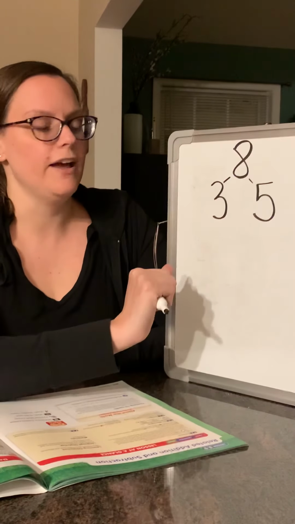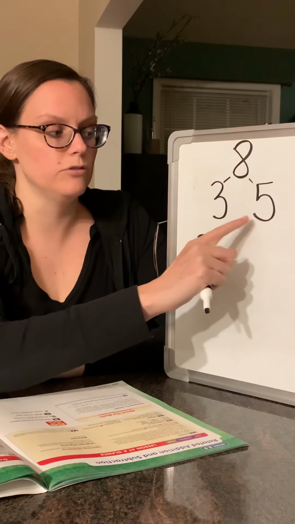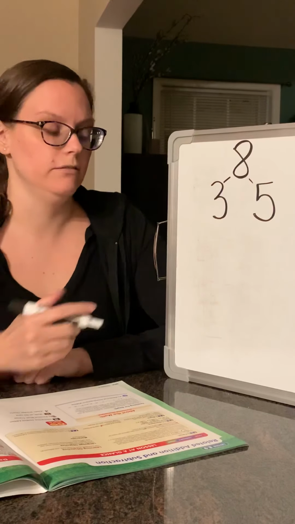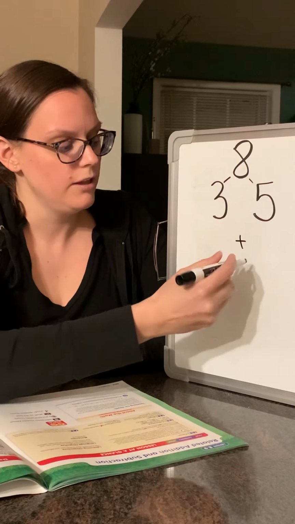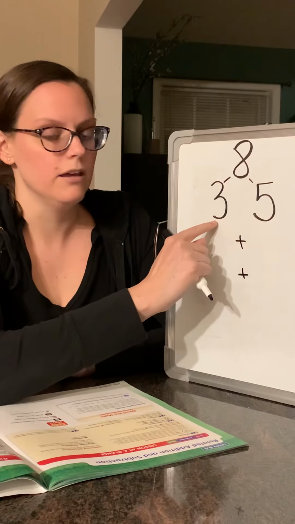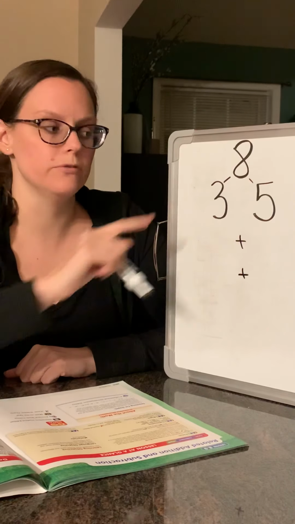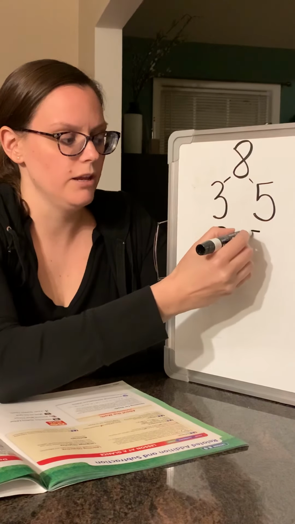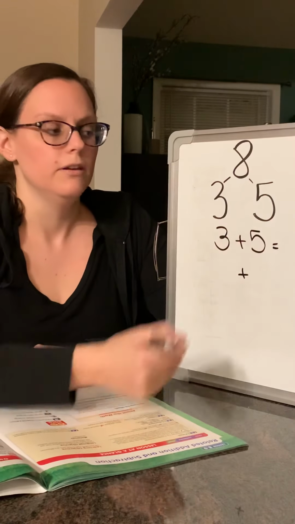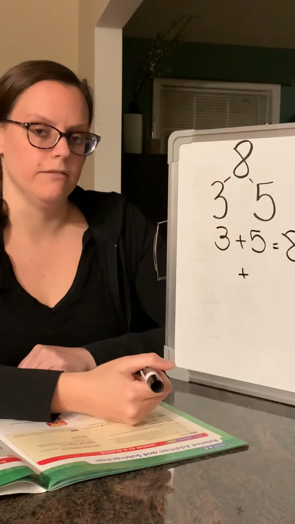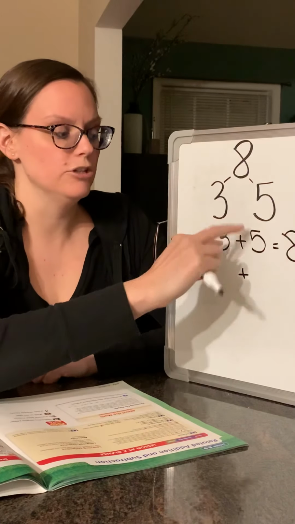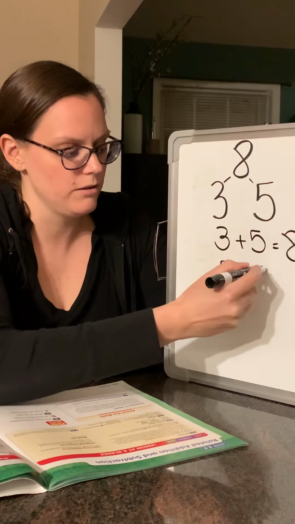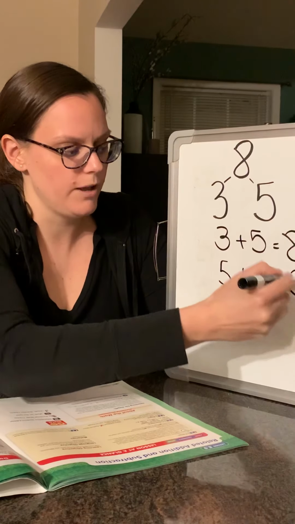So first of all, a fact family, like I said, has three numbers and they are all related. First, we know that the bottom two numbers will equal the top number. So right away, we know that we can add 3 plus 5, and then we know that this sum is going to be 8. But we also know that we can change the addends around, and it will equal the same sum. So if I did 5 plus 3, it's also going to equal 8.